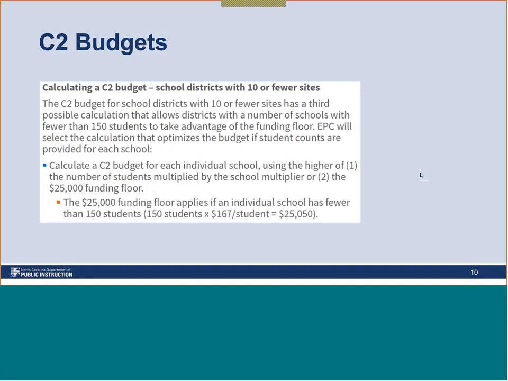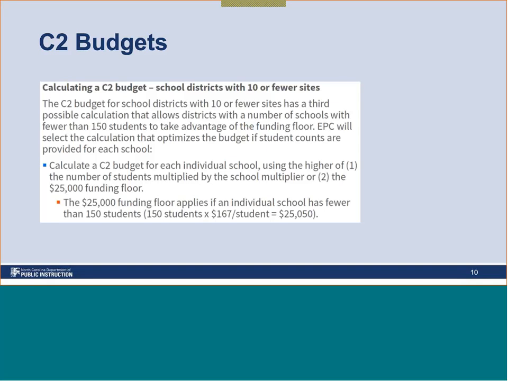For school districts with 10 or fewer sites, there's a third choice. If you have a number of schools that have fewer than 150 students, take advantage of the funding floor. EPIC can select the calculation that optimizes the budget, kind of like a back and forth thing.